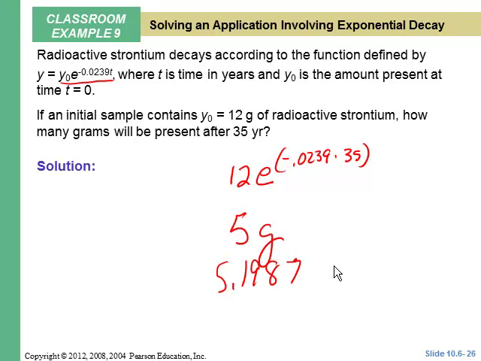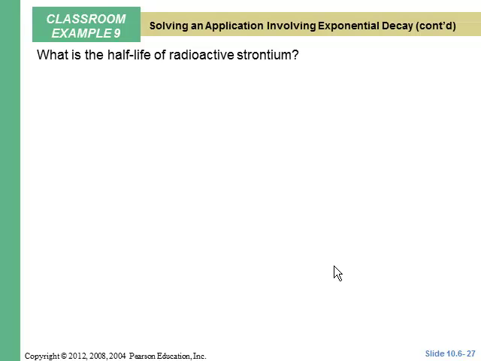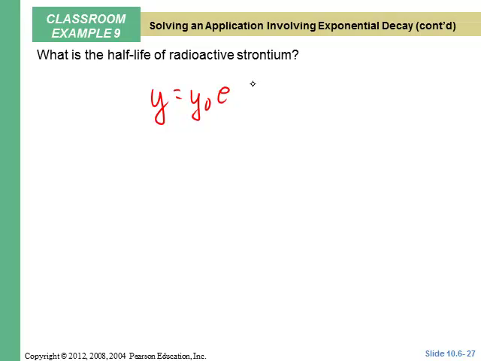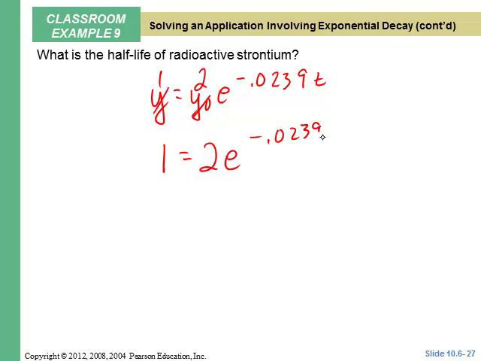So what is its radioactive half-life? In other words, if we have y equals y0 e to the negative 0.0239 t, and y0 is going to be twice as big as y, then we will have 1 equals 2 e to the negative 0.0239 t. Divide both sides by 2.